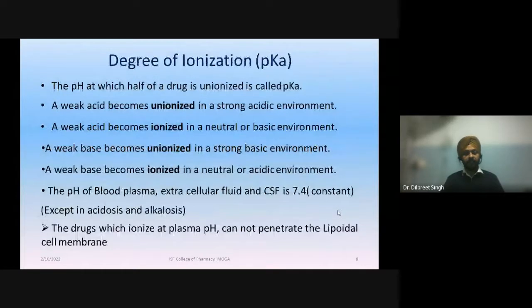Degree of ionization. The pH at which half of the drug is unionized is called pKa. A weak acid becomes unionized in a strongly acidic environment, and a weak acid becomes ionized in a basic environment. A weak base becomes unionized in a strong basic environment, and a weak base becomes ionized in an acidic environment. So basically, we need the opposite type of pH to ionize the molecule. The pH of the blood plasma, the ECF, or the cerebrospinal fluid is around 7.4, which is held constant except in the case of acidosis or alkalosis. A drug which is ionized at plasma pH cannot penetrate the lipoidal cell membrane.